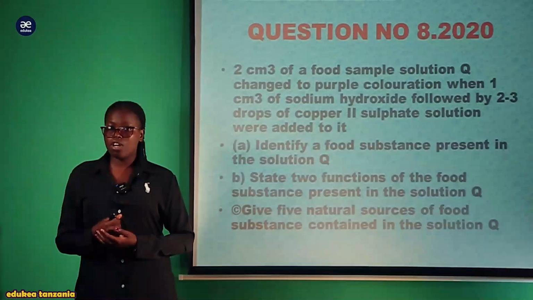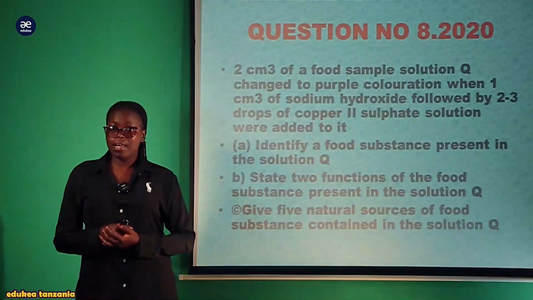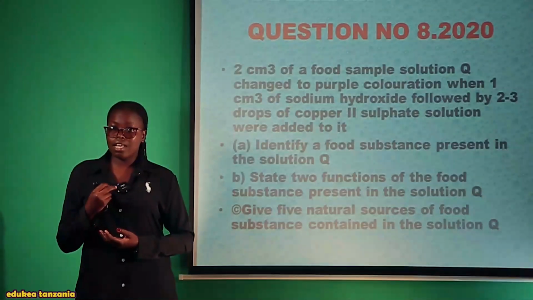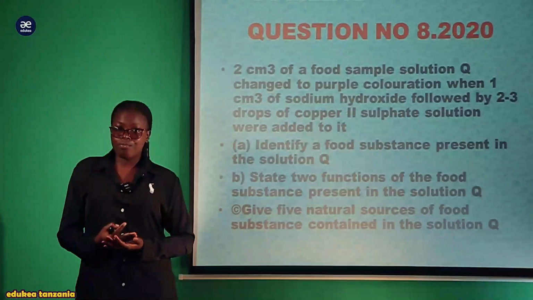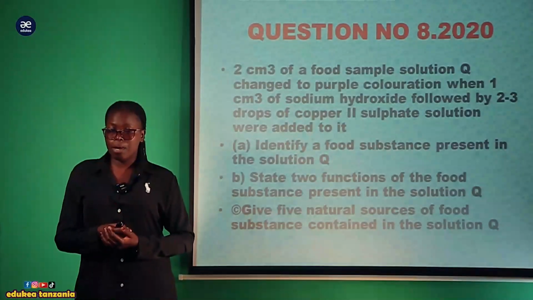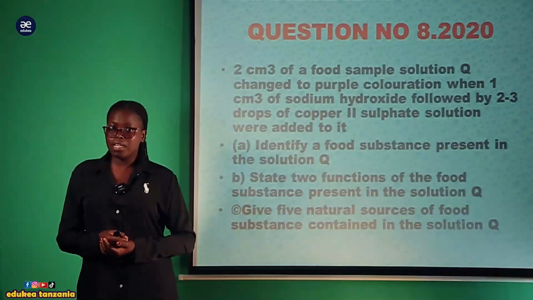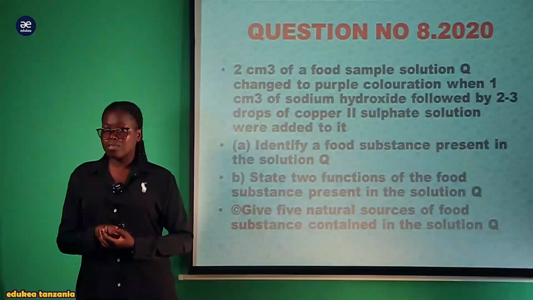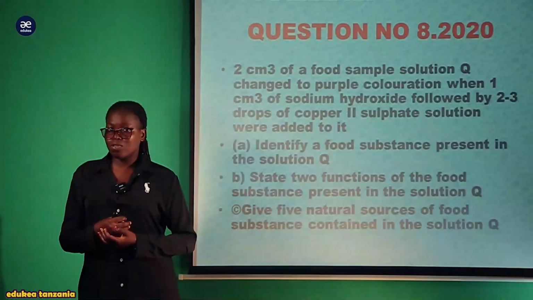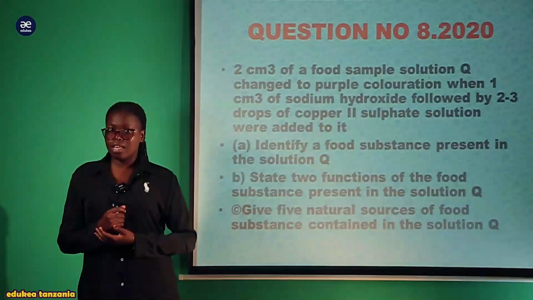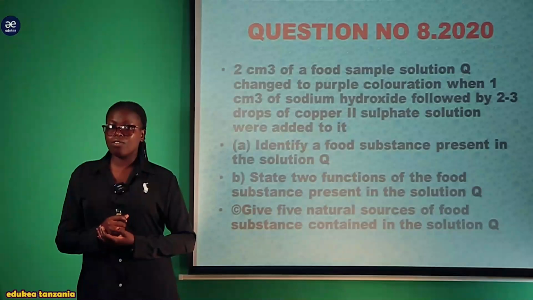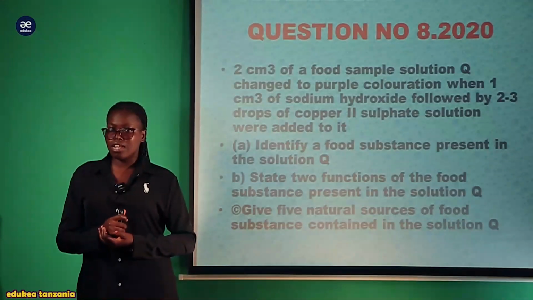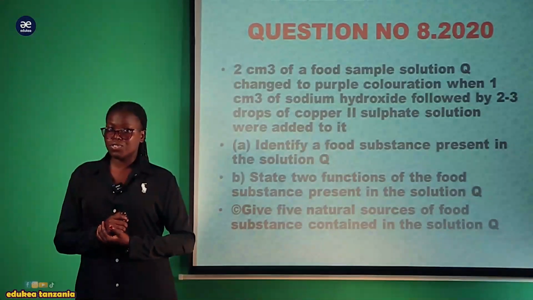After the experiment, the examiner found that the food sample Q turned purple. So, my lovely Form 2 students, you need to state the type of food substance present in sample Q that turned purple on the addition of sodium hydroxide and copper(II) sulfate solution.